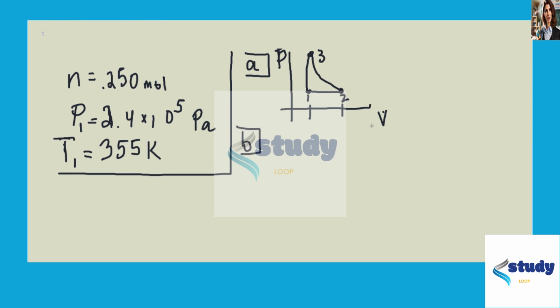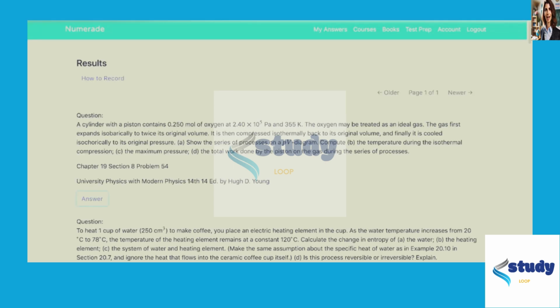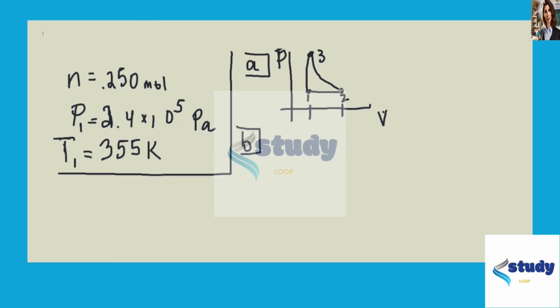So B asks for the temperature during the isothermal compression. So we need to know what's going on between 2 and 3. Let's see. So first what I did was I said, let's find the volume. Maybe there's a different way to do this. I started to think of one as I started to write this. But anyway, I'm going to do it the way that I originally wrote, which is to figure out the volume.